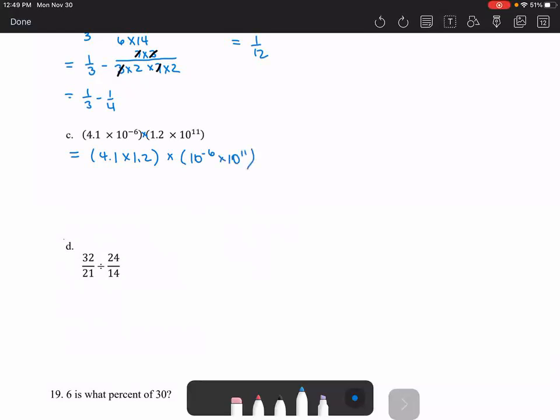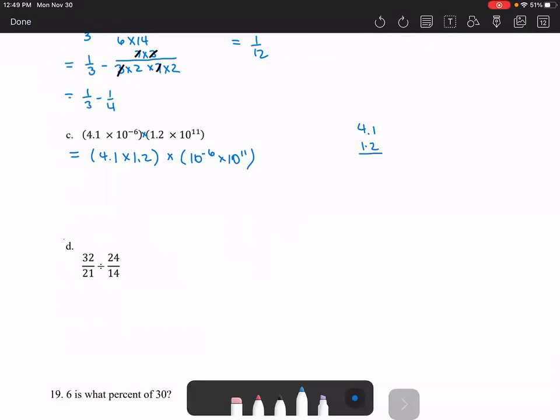So we essentially group the exponents together, right? The powers of 10 together, and then the decimals together. And then we just multiply each one. So 4.1 times 1.2. Again, this is one that actually a lot of people don't know, the multiplication algorithm for decimals. So whenever we do this, we multiply them like they're whole numbers.